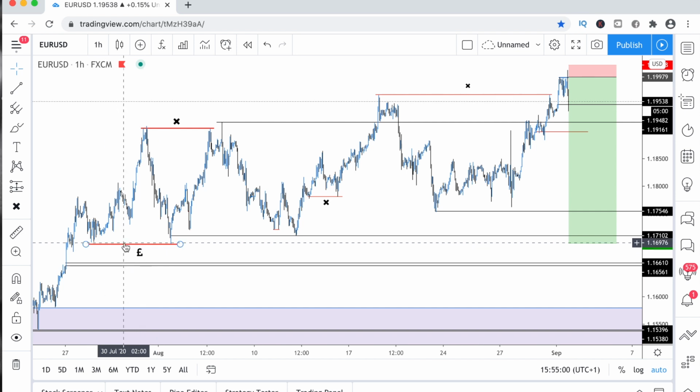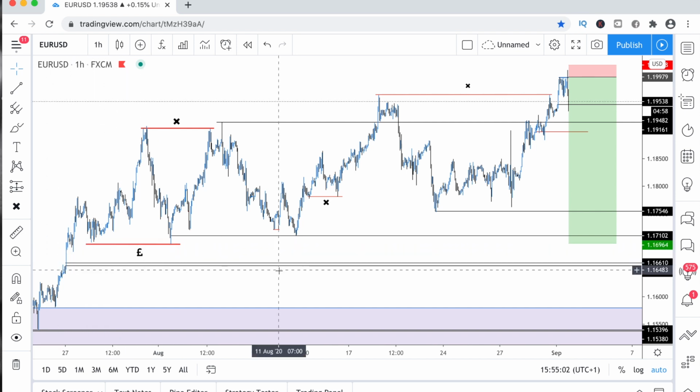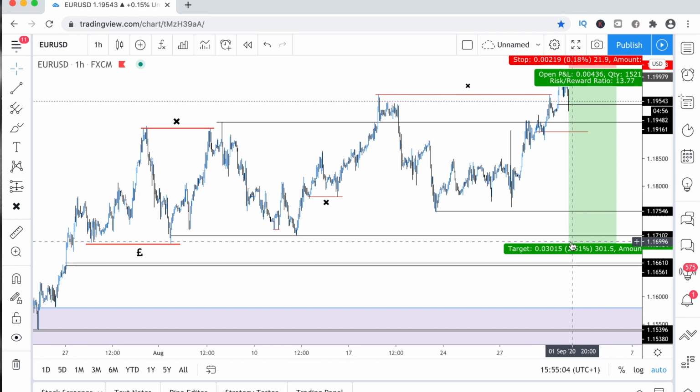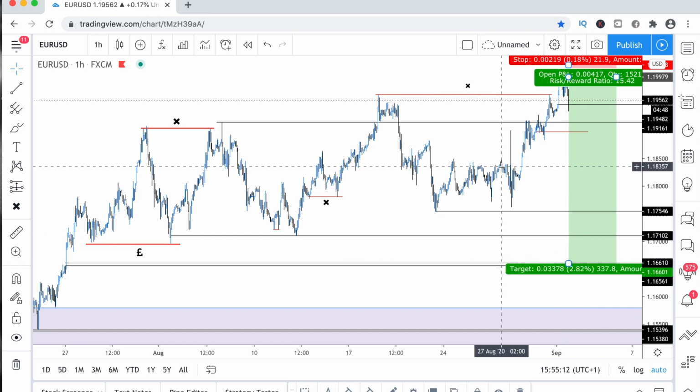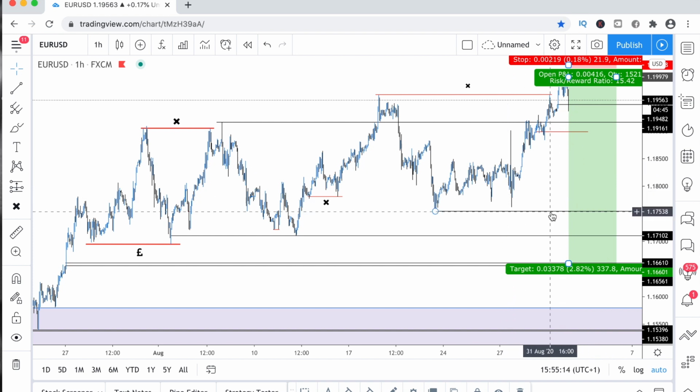This is my main one. And then we've got an area of imbalance down here, which is going to be the final target, right? So technically, I can literally move down to here. So this will be my final target. So this is roughly about a 333 pip move down.